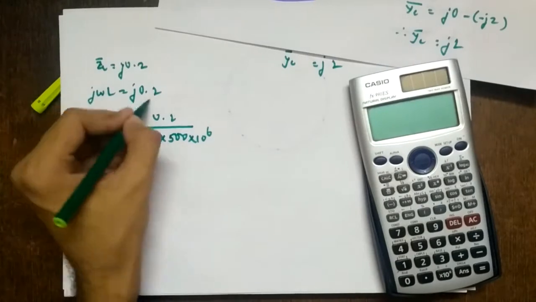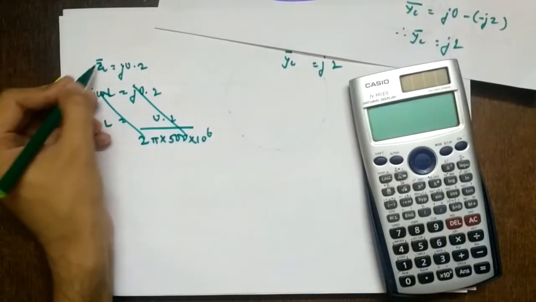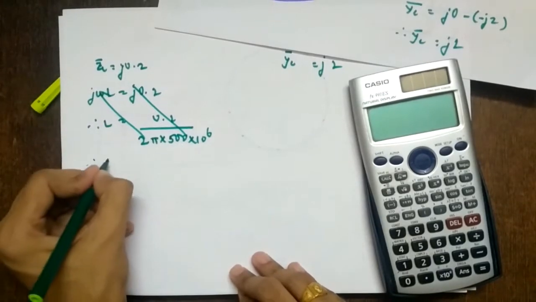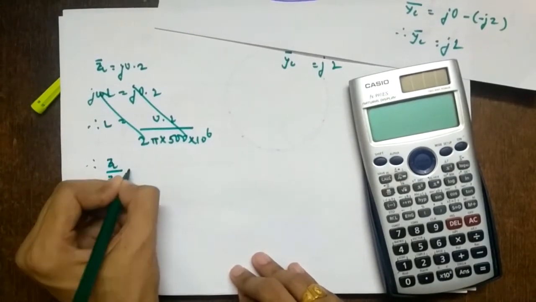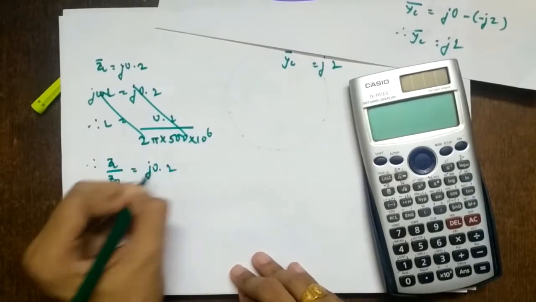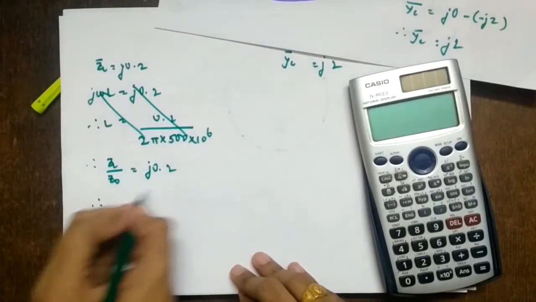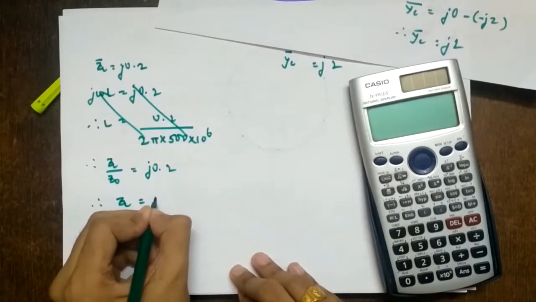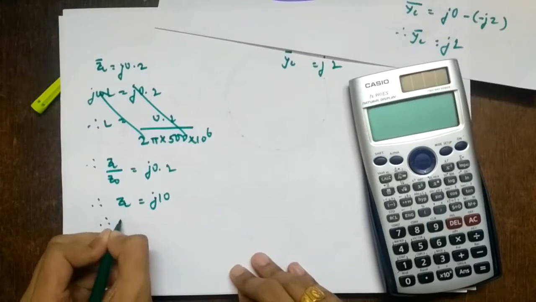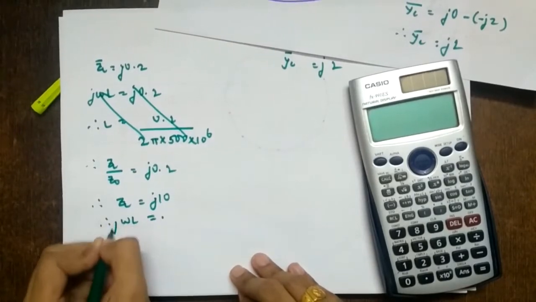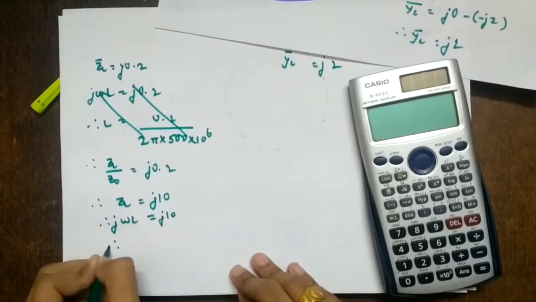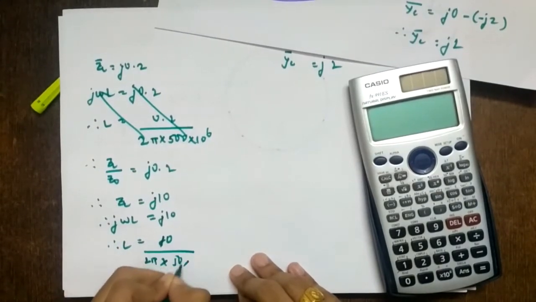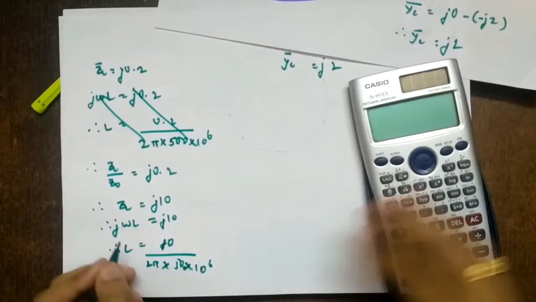But I made a mistake. It is in normalized form, so we have to convert it to denormalized, right? So ZL bar is what? ZL by Z0. So therefore ZL by Z0 equal to J.2. So this is what? 50. So ZL equal to J.2 into 50, so J10. So now J omega L equal to J10. So therefore L equal to 10 upon 2 pi into 500 into 10 raised to 6.